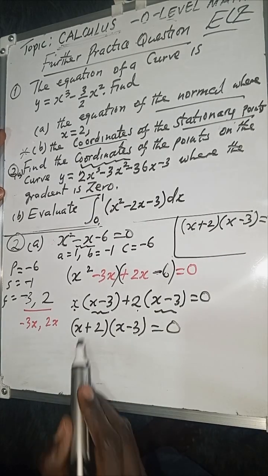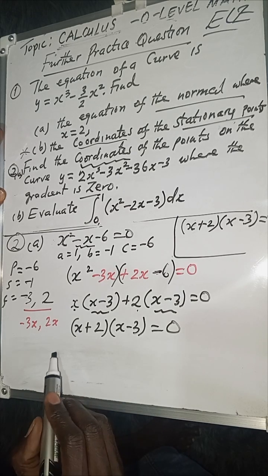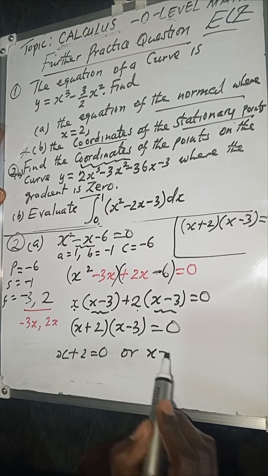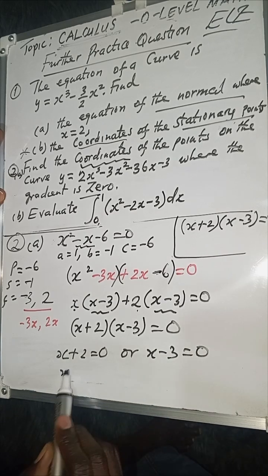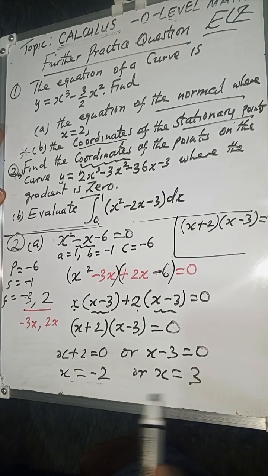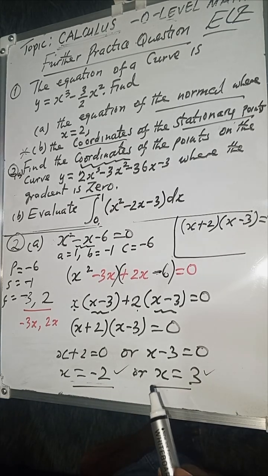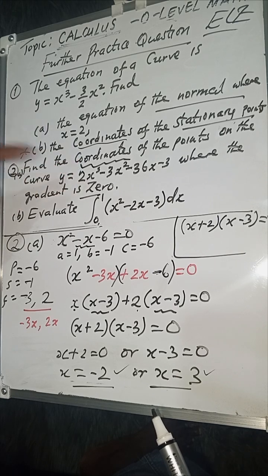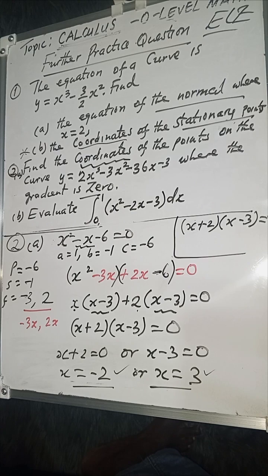You can see what I told you. Equate each bracket to 0. So it simply means that x + 2 = 0, or x - 3 = 0. So x is equal to -2, or x is equal to 3. So now you are going to use these values that you have found to replace in the original equation to know the value of y. That will give you the coordinates. So let's quickly do that.